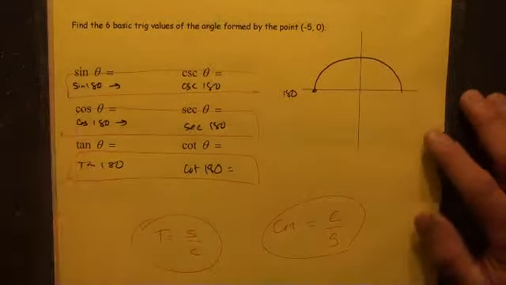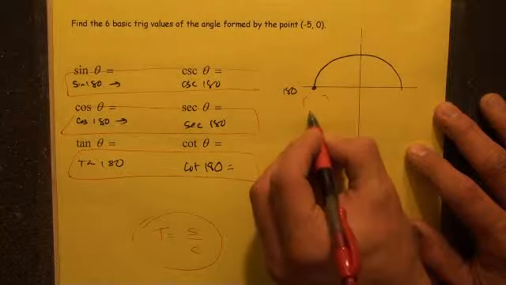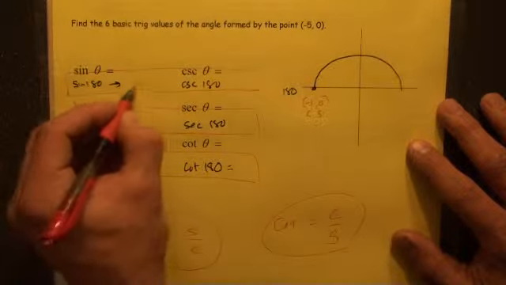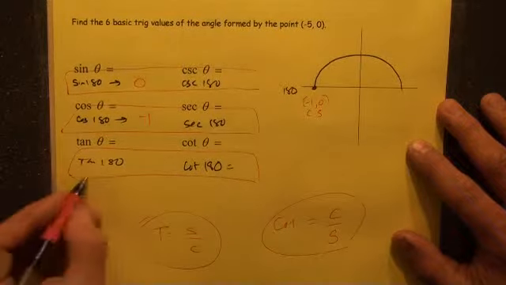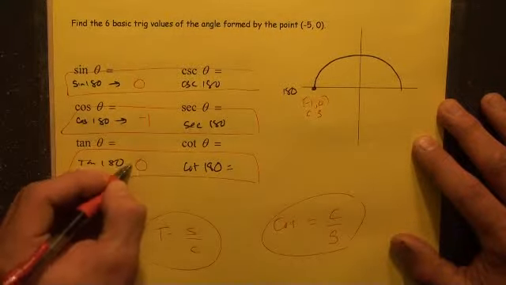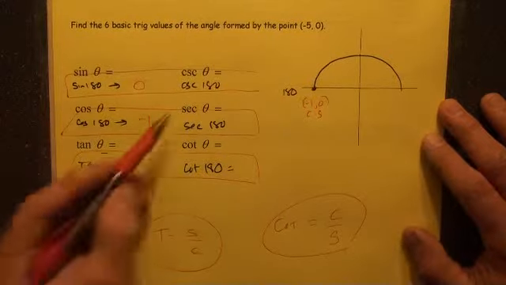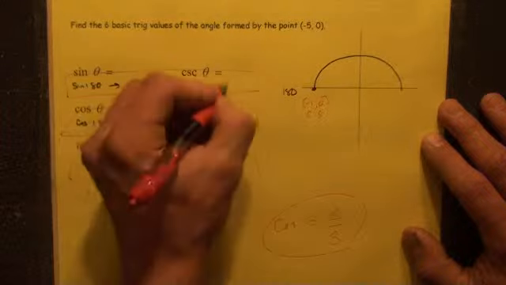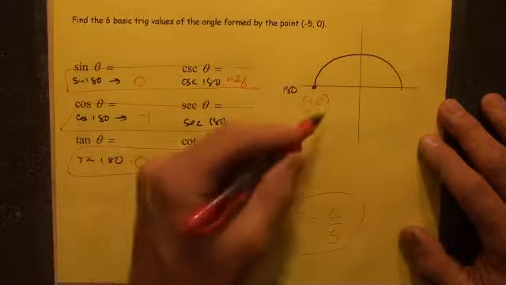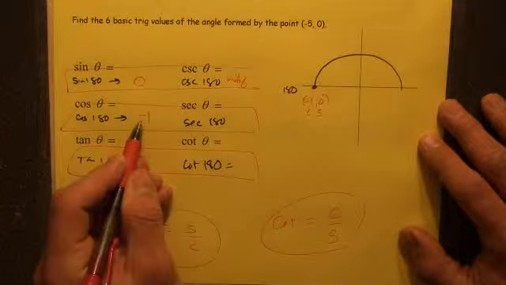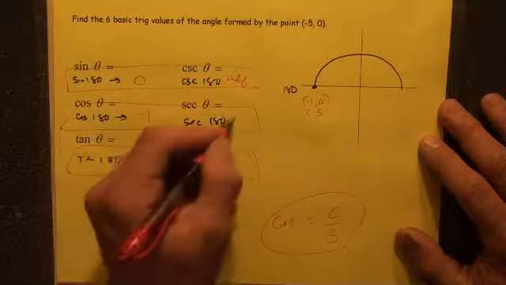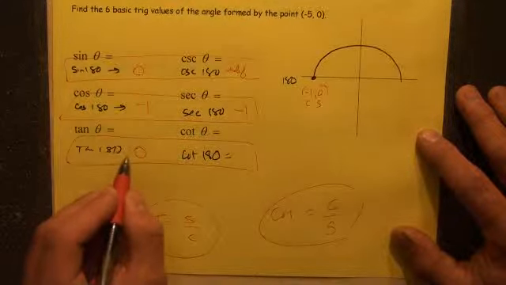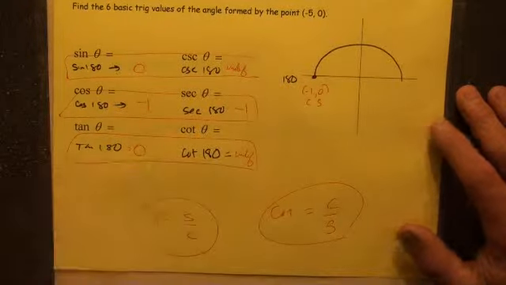Sine of 180, well, what's the alphabetical order? Cosine, comma, sine. What is this point? Negative 1, comma, 0. So sine of 180 is 0. Cosine of 180 is negative 1. Tangent, therefore, is 0, because it's 0 divided by negative 1, sine over cosine. Cosecant would be the inverse of 0, which is undefined. The secant of negative 1 would be the inverse of negative 1, which is what? Negative 1. Okay? And then cotangent is the inverse of tangent, so you'd have the inverse of 0, which is undefined.